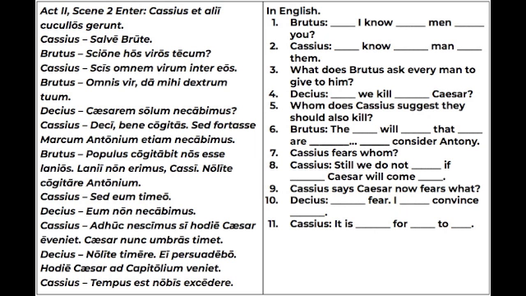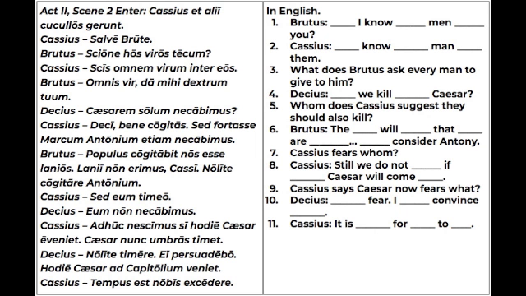Okay, so Cassius, Salve Bruta. Hello, Brutus. Brutus says, Scion hos viros tecum? Do I know these men with you? Scion, do I know hos viros, these men tecum, with you? Cassius says, Scis omnem virum inter eos. You know every man among them. And then Brutus says, Omnis vir, da mihi dextrum tuum. Every man, give to me your right hand.